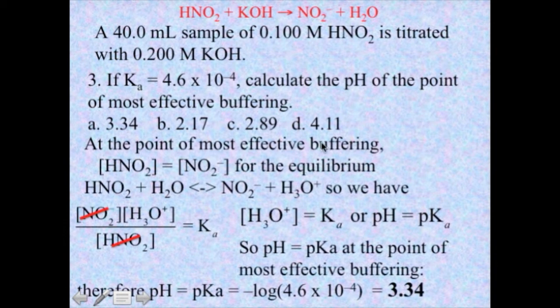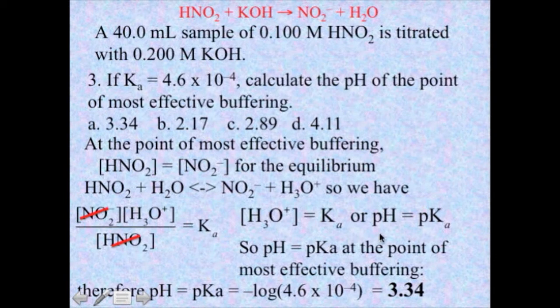So at the point of most effective buffering, the concentration of nitrous acid equals the concentration of the nitrite ion, its conjugate base. For the equilibrium of nitrous acid ionizing in water to form the nitrite ion and hydronium ion, we have this mass action equation. And at the point of most effective buffering, the concentrations of nitrous acid and nitrite ion are equal, so they cancel out, leaving the concentration of hydronium ion equal to the equilibrium constant for this weak acid, 4.6 times 10 to the minus 4.